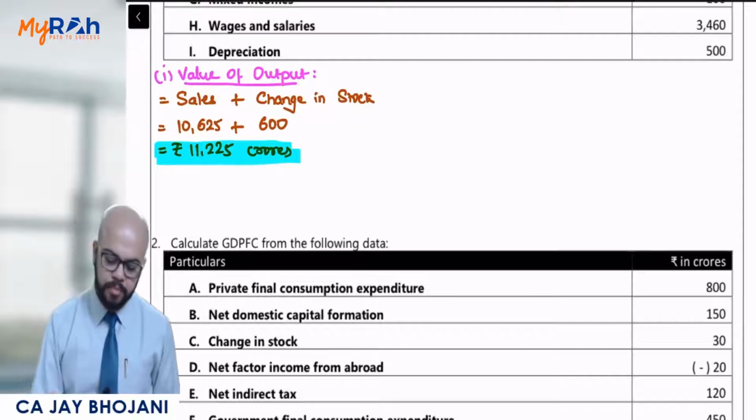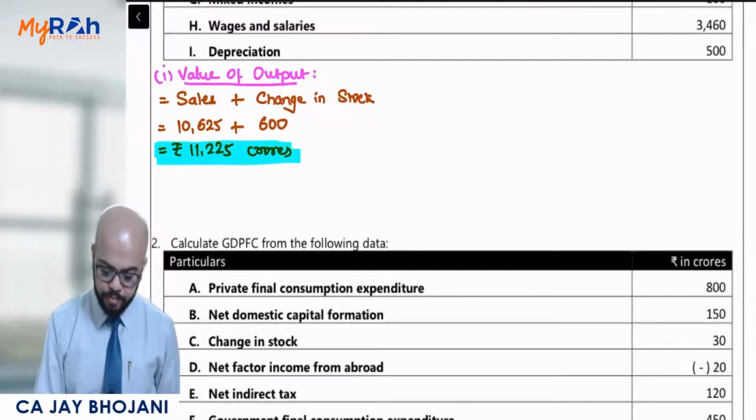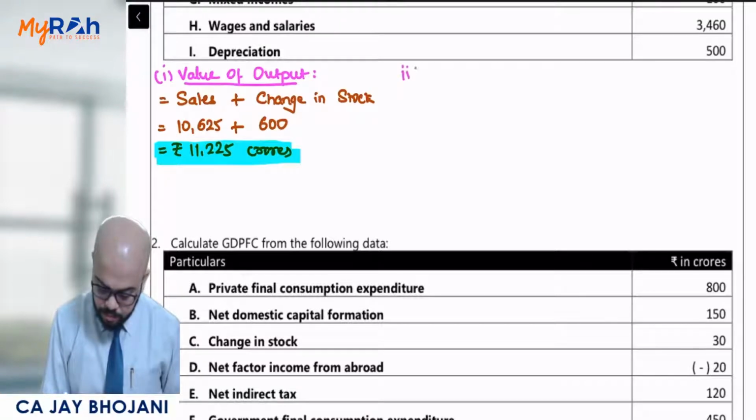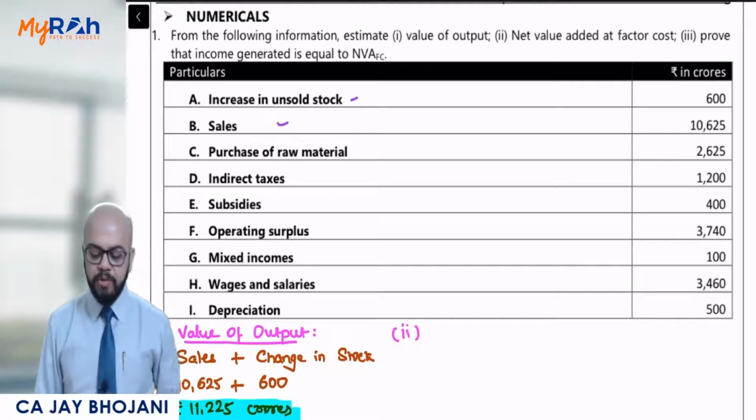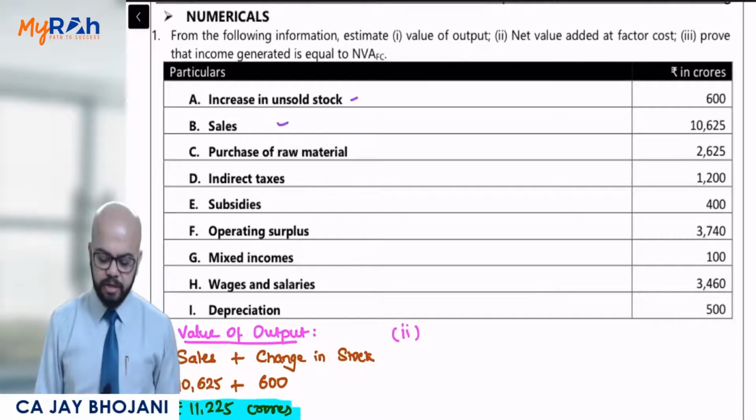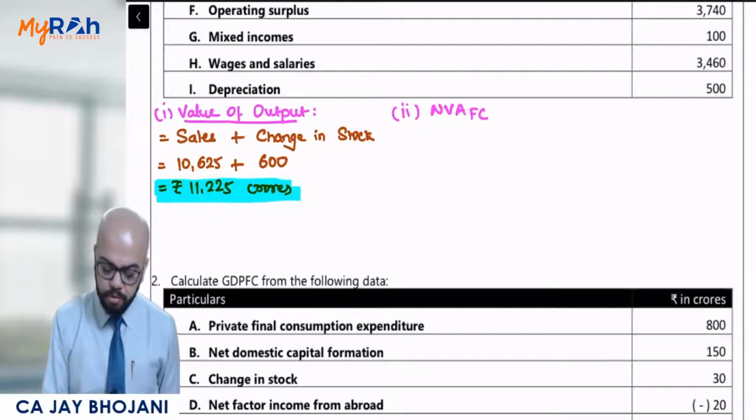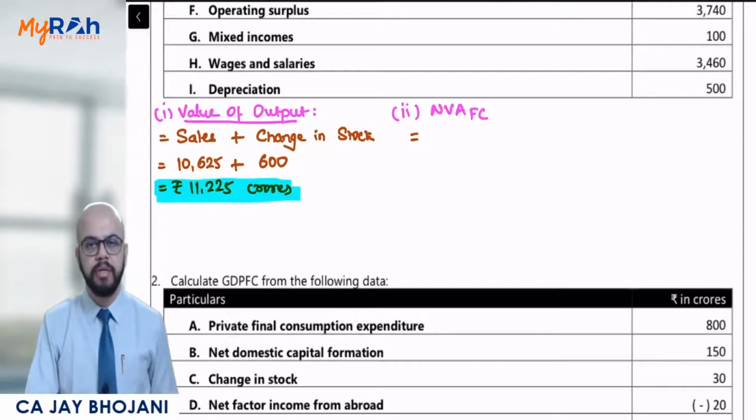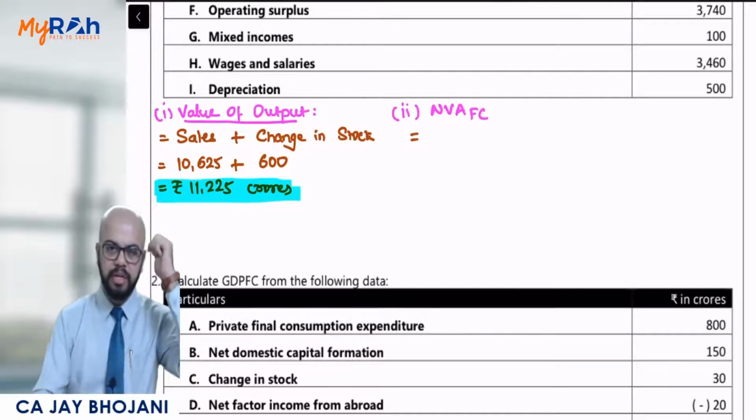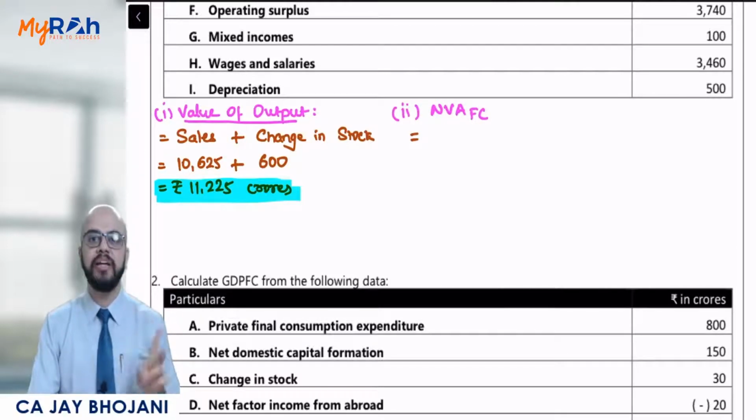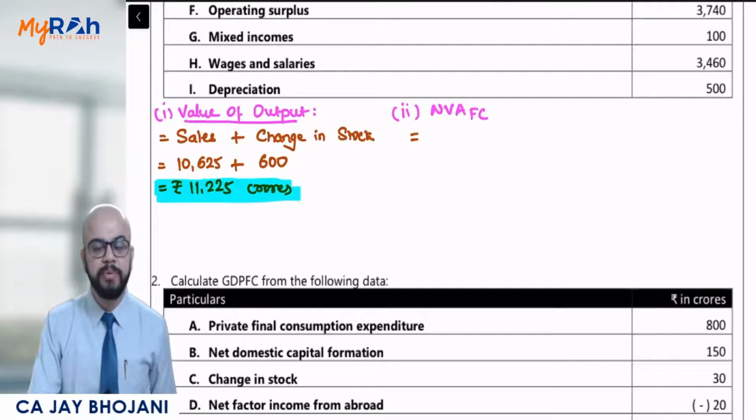Okay. Now coming to the second part. Second part, we are required to find out NVA at factor cost. How do I find out NVA factor cost? Don't rush, okay? Just think about it in your head for a minute. See, I can find out GVA at market price. How do I find out GVA at market price? If I can add the value added of all sectors in the economy, I can find GVA at market price.